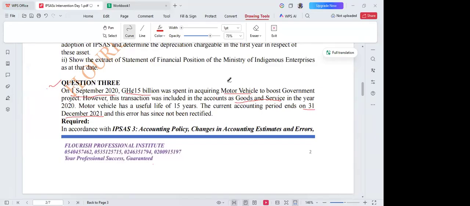In this case, when we say retrospectively, what are we going to do? Yes, Ellen. We have to adjust the prior period figures. So which prior period here would the error relate to? Yes, big man. Okay, sir. So this will have an impact on our retained earnings or our prior year profit.